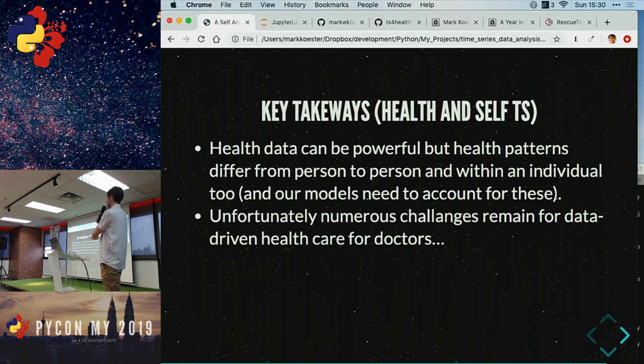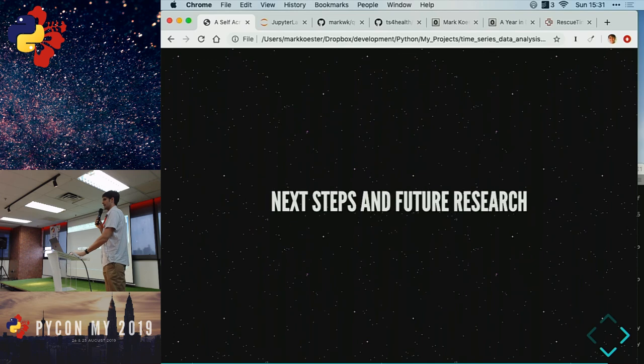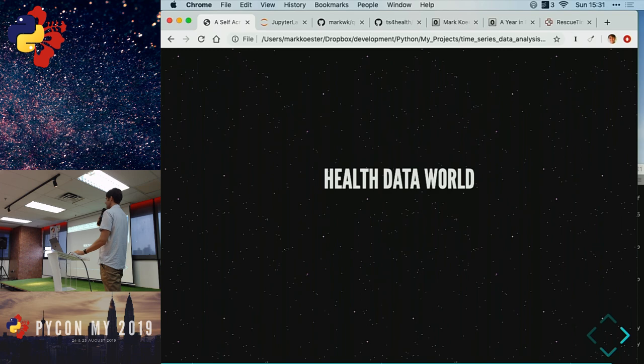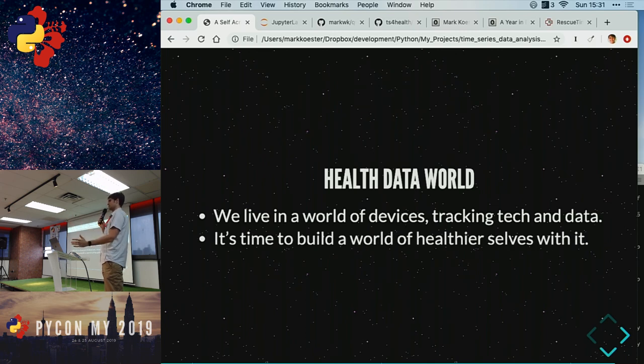Unfortunately, big challenges remain. There's not a lot of companies, there's no Goldman Sachs funding me to research this stuff, but tell Goldman Sachs, I'd love to work with them on data visualization for health, all for it. But you can. I put all this code online. I'm a big believer in tracking yourself, and the code's open source. It's really an exciting time to start getting your data, using your data towards your own data-driven world. Like I said, we live in a world of devices, tracking tech, and data. It's time to build a healthier world with technology and data with it.